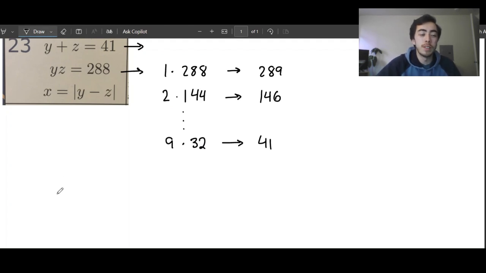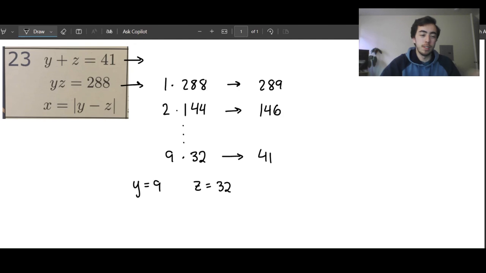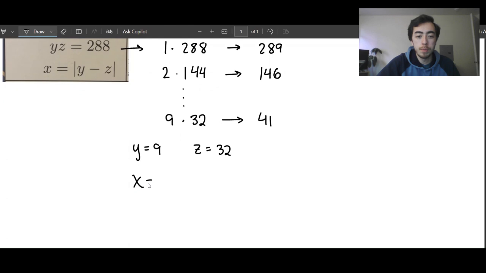So what's interesting here is that y could be 9 or 32, and z could be 32 or 9. It doesn't really matter which way you put it, because it doesn't matter which way you add or multiply numbers. It doesn't matter what comes first. In comparison, it does matter when you subtract them. It does matter which one comes first. But then since we're hitting it with these absolute value bars, whether or not it's negative just doesn't matter. So plugging in these numbers, I get x equals the absolute value of 9 minus 32.